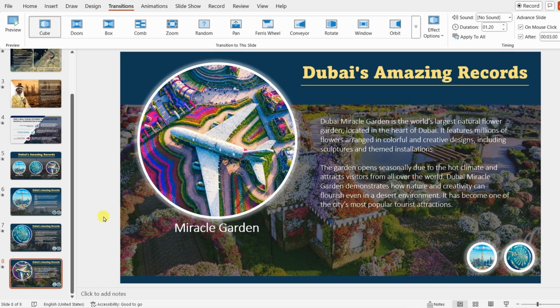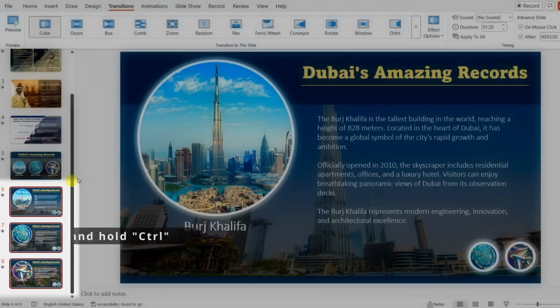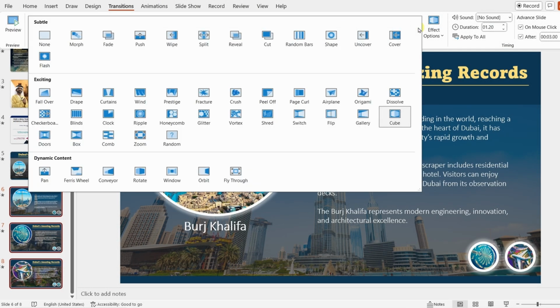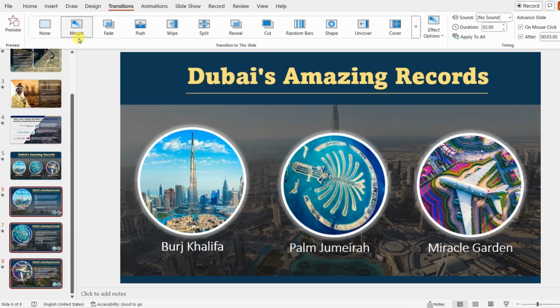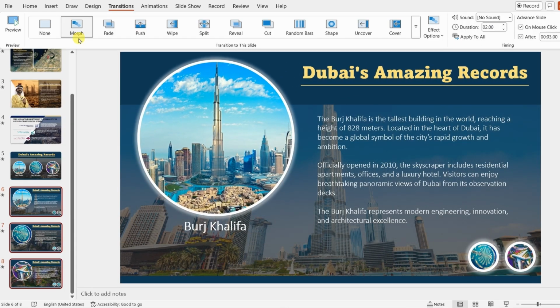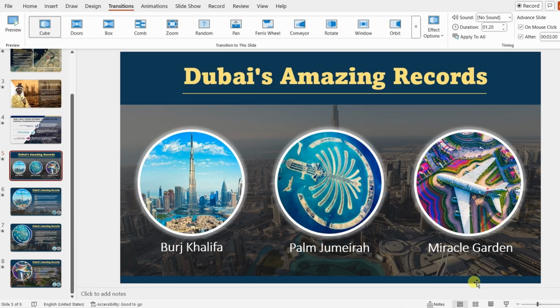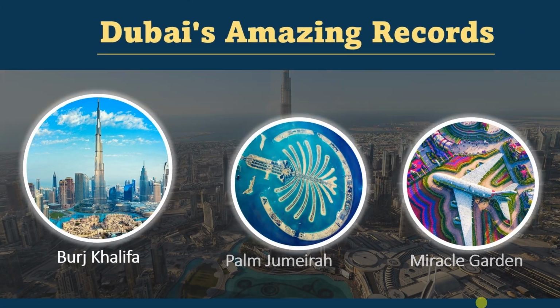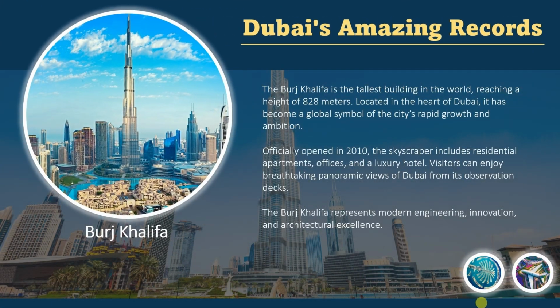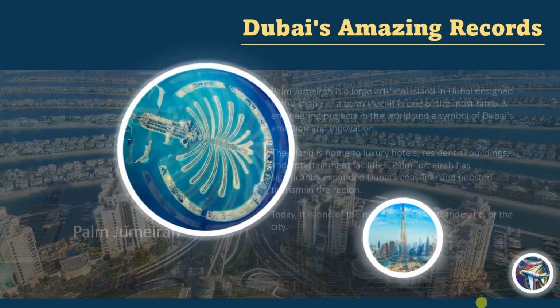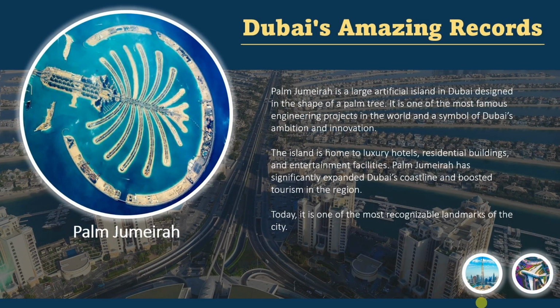When you finish designing the slides, select the duplicates while holding down Control, then on the Transitions tab, choose Morph. Let's look at the result. Yes, that's exactly what we need.